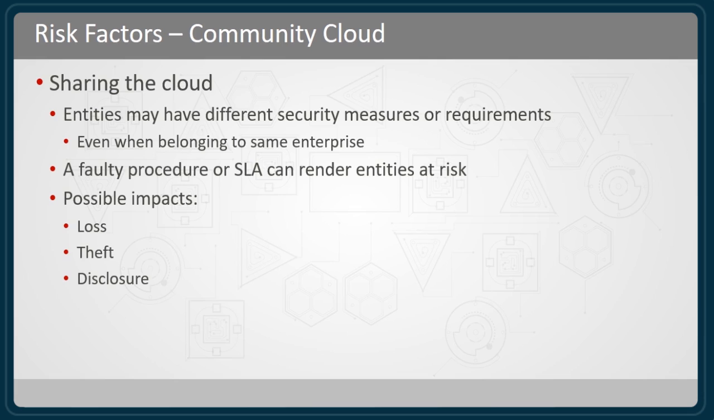And finally, the community cloud. This involves sharing the cloud, so entities may have different security measures or requirements, even when belonging to the same enterprise. So a faulty procedure or service level agreement can render entities at risk. And there are, again, possible impacts in the areas of data loss, theft, or disclosure.